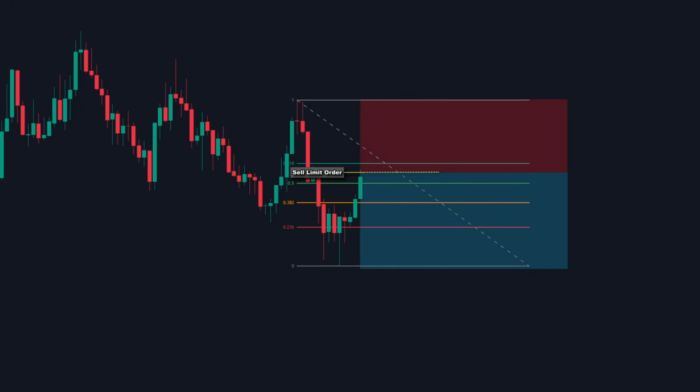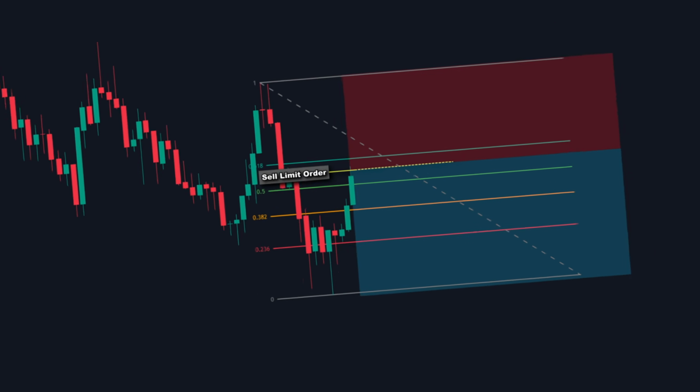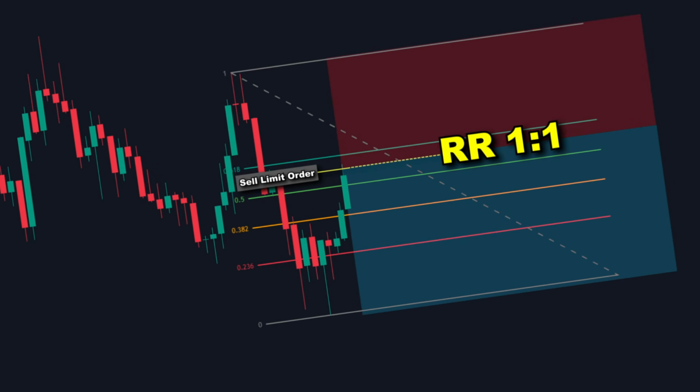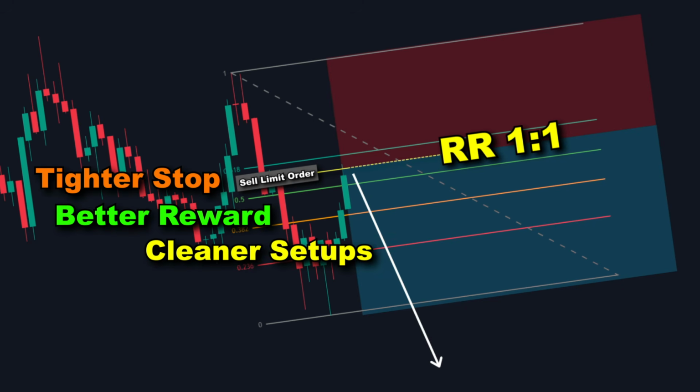Take profit goes at the previous swing low if you're short, previous swing high if you're long. That structure alone gives you at least a 1-to-1 risk to reward, and most of the time it lands you closer to 1 to 1.5. The 0.618 entry is the sweet spot. Tighter stop, better reward, cleaner setups.